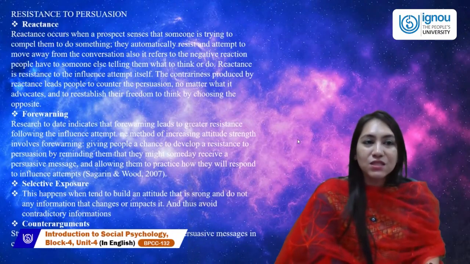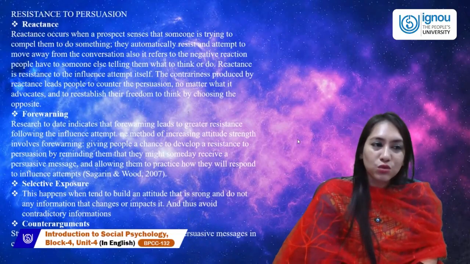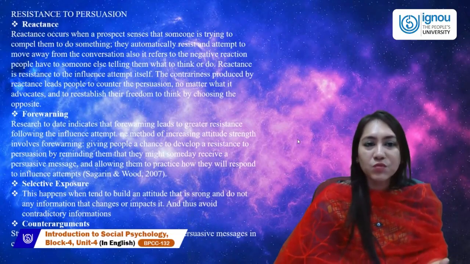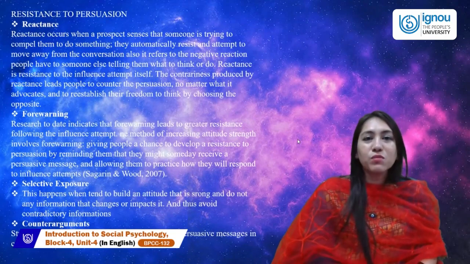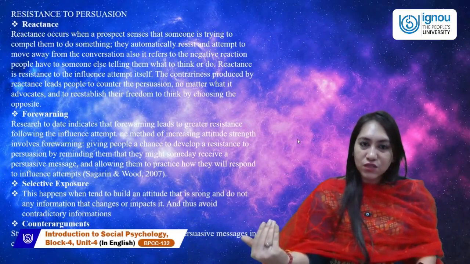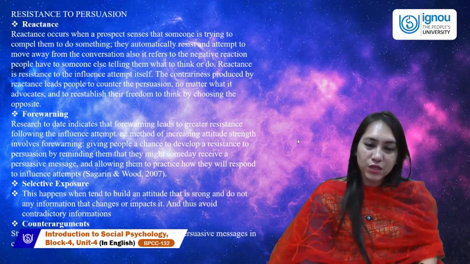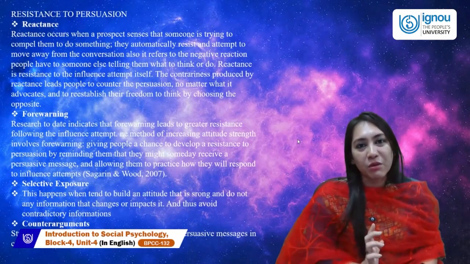Now, resistance to persuasion. So how do you control it? Reactance is one of the first ways to control it. Reactance occurs when a prospect senses that something is trying to compel them to do something. They automatically start resisting the attempt, and they move away from the conversation. They start ignoring the conversation. Reactance is resistance to the influence which is coming onto you.